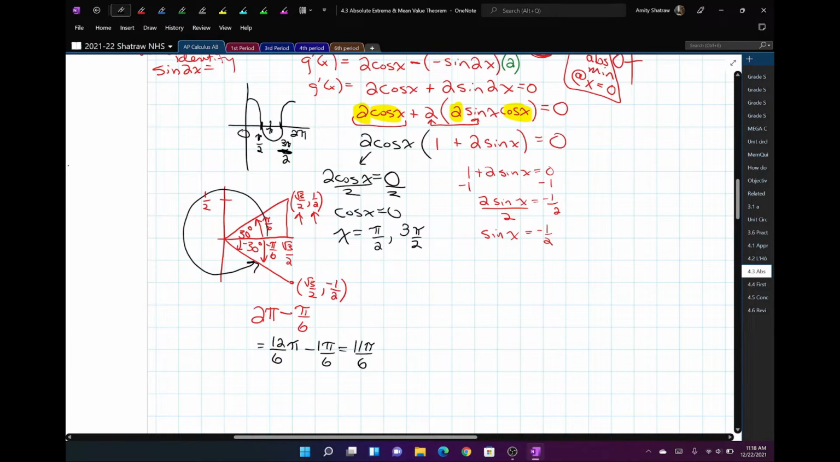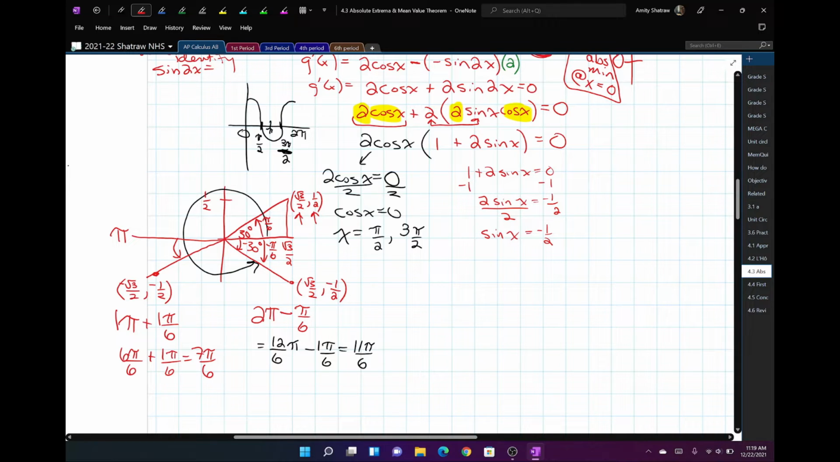But that's not the only angle where it will be negative. It will also be negative over here, because this is also a negative 30 degree angle. And so this point right here would be a negative square root of 3 over 2 and a negative 1/2. And so how do I calculate that? Well, that's a pi, and then I want to add from that 1 pi another pi over 6. So this is 1 and 1/6 pi's. So if I say I had 6 over 6 pi's and I add another pi over 6, I'm going to end up with 7 pi's over 6.